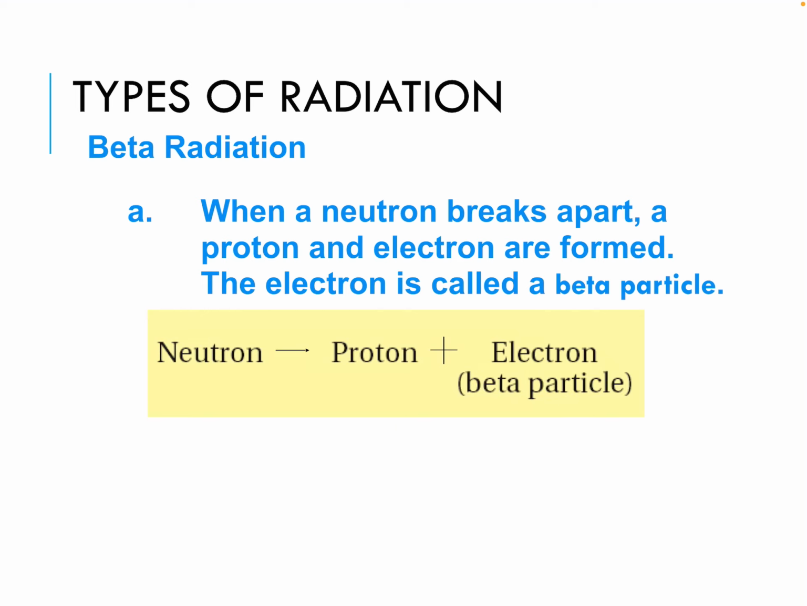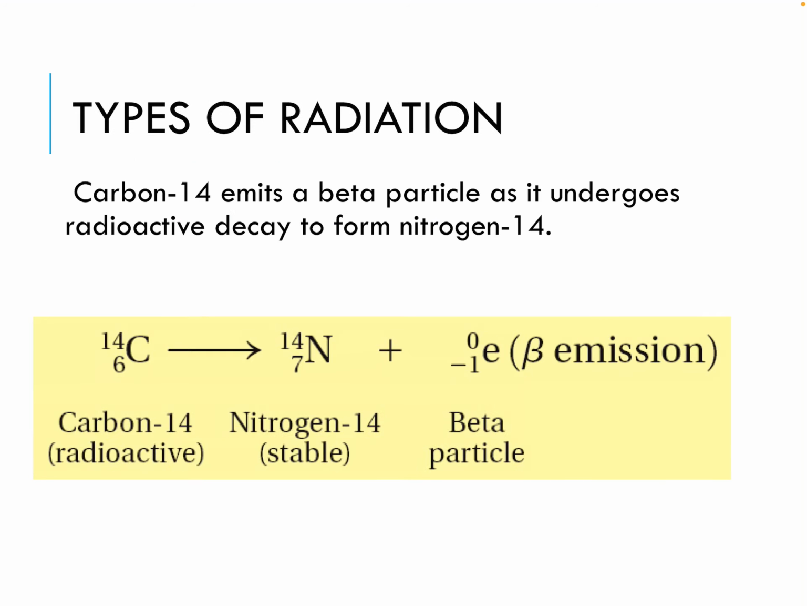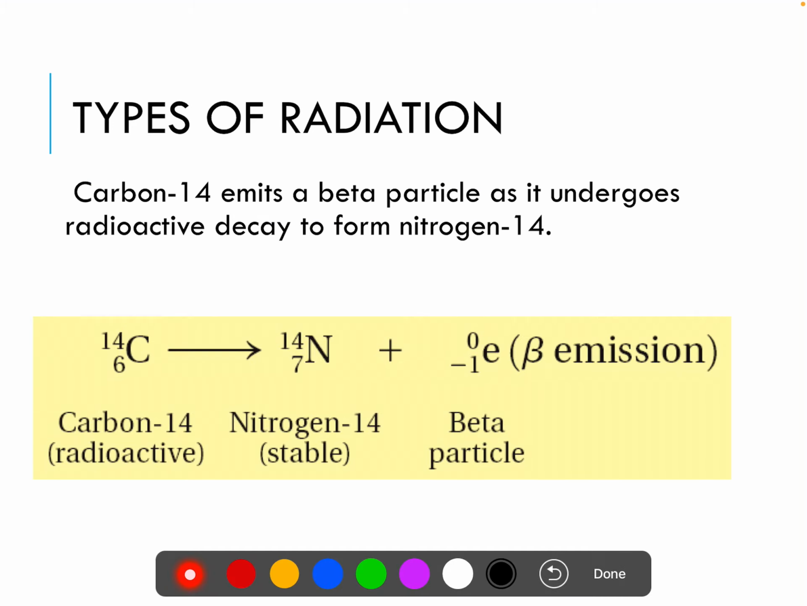Beta radiation is when a neutron breaks apart and forms a proton and an electron. That electron is called a beta particle. So this is what a chemical equation for that would look like, or a nuclear equation rather. Once again, the numbers add up to equal one another. 14 and 0 on the top would give you 14 on the top. 7 plus negative 1 is 6. So if you know that this undergoes beta emission, you can just do 6 minus a negative 1 will give you 7. 14 minus 0 is 14.